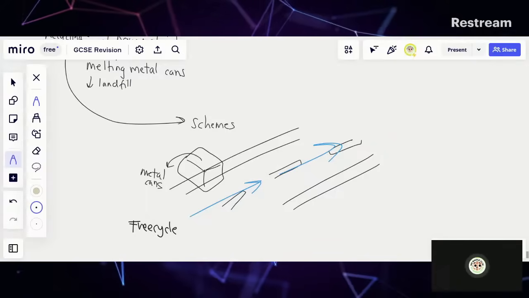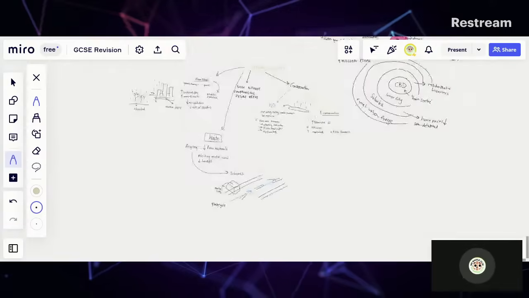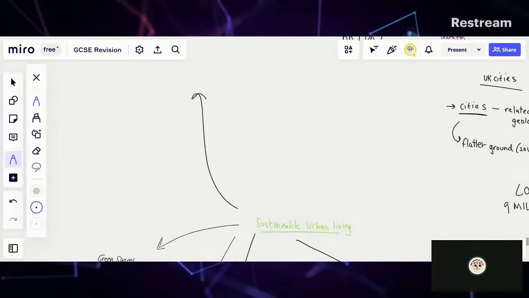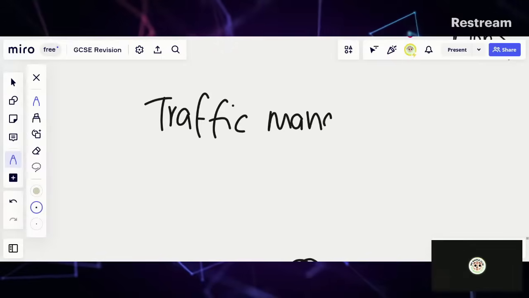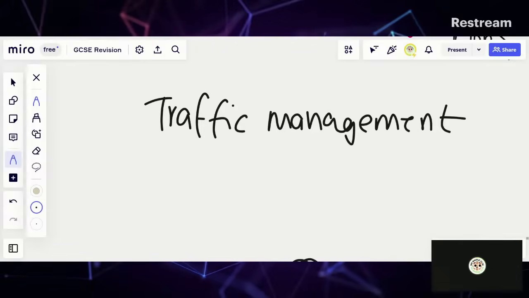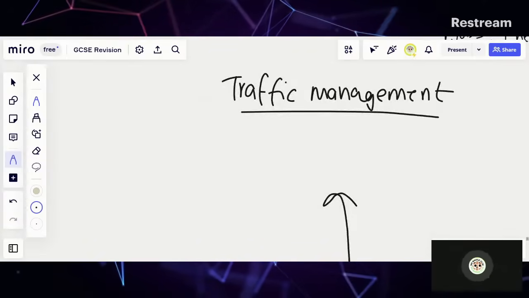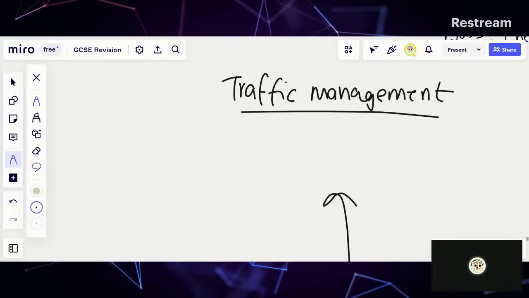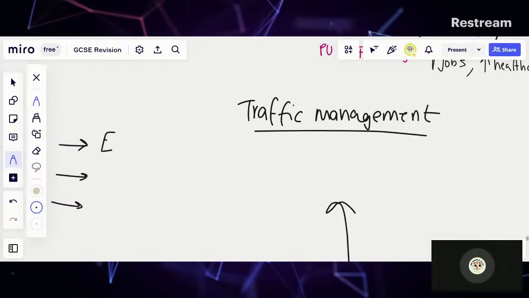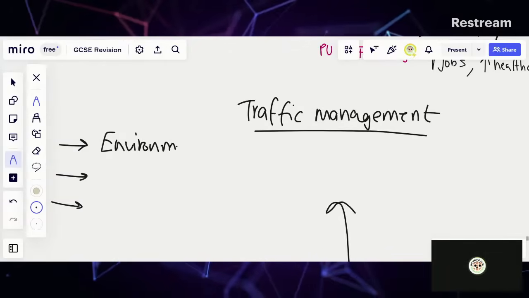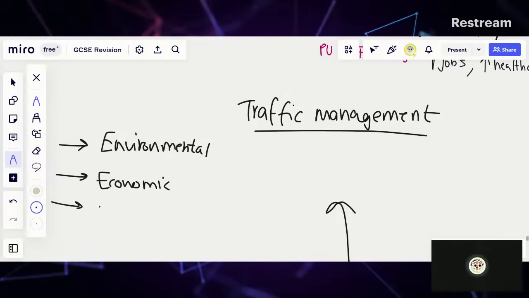Now, there's one more way in which sustainability can be ensured in cities, and that is through traffic management. Traffic congestion from cars and lorries causes a lot of problems. Now, we can split these problems up into three main groups. Obviously, the main is going to be environmental, but they also cause economic issues and social issues.